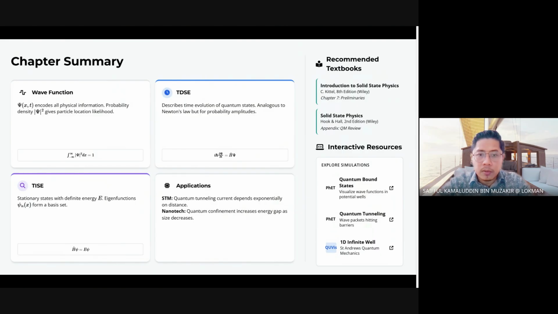Oh, our Google Meet is dropping out again. What happened to Google Meet?